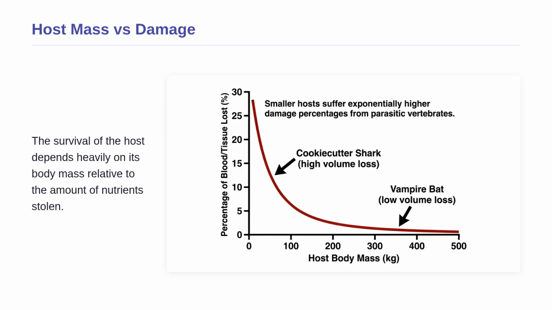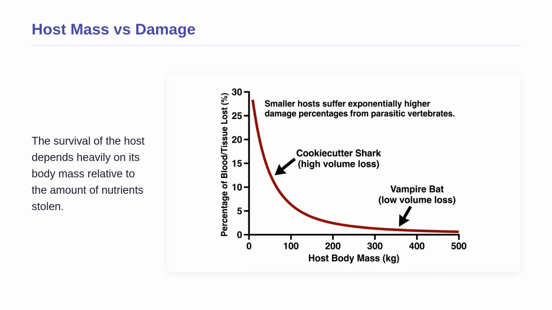Having calculated those percentages, let us visualize this relationship on a graph. Here, we are looking at a curve showing host body mass on the horizontal axis, measured in kilograms, and the percentage of blood or tissue lost on the vertical axis. Notice the shape of the red line. It is an exponential decay curve.